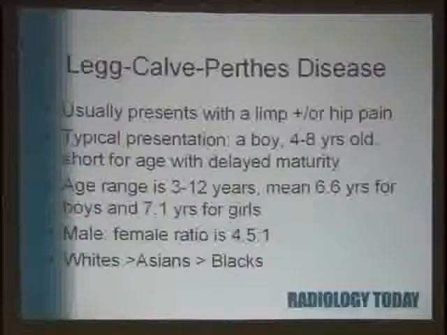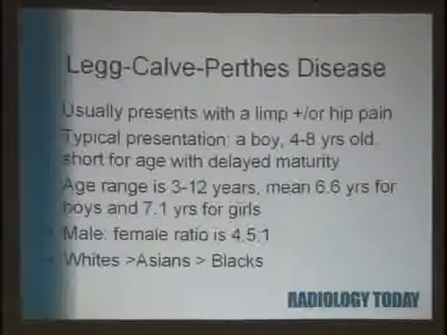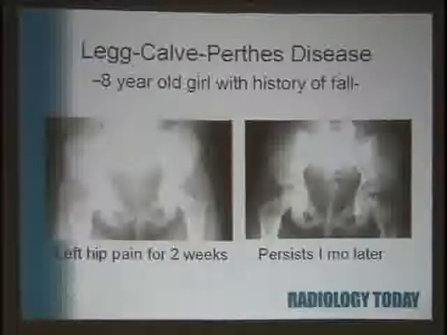They come in limping. The typical thing is like a white 4 to 8-year-old male who's short for age, kind of delayed maturity. It can be seen in boys and girls, though, but it's much more common in boys. Okay, here's what we see.